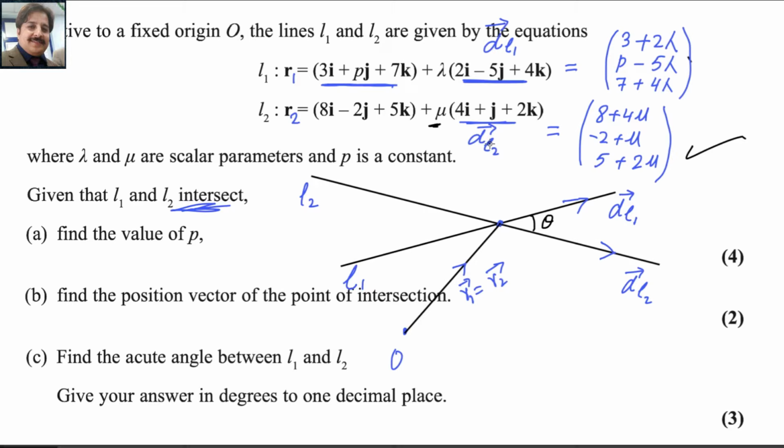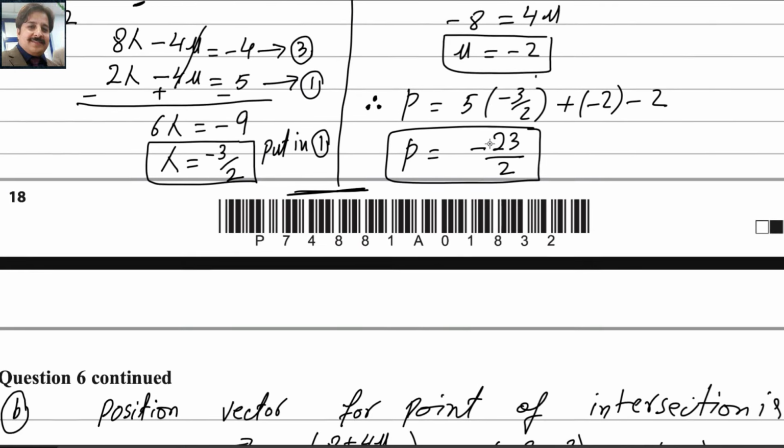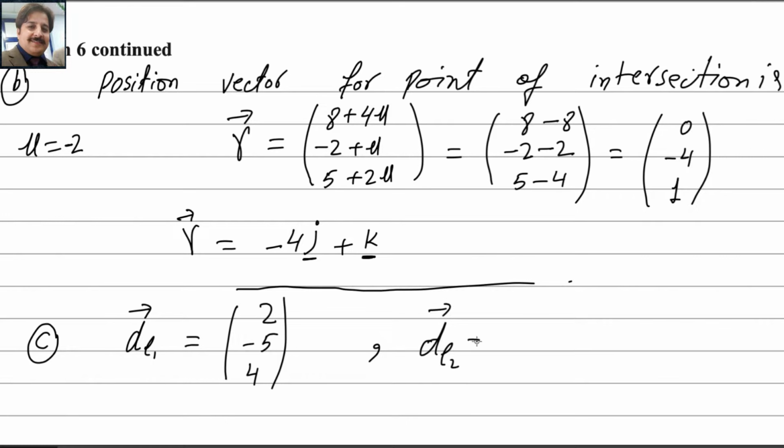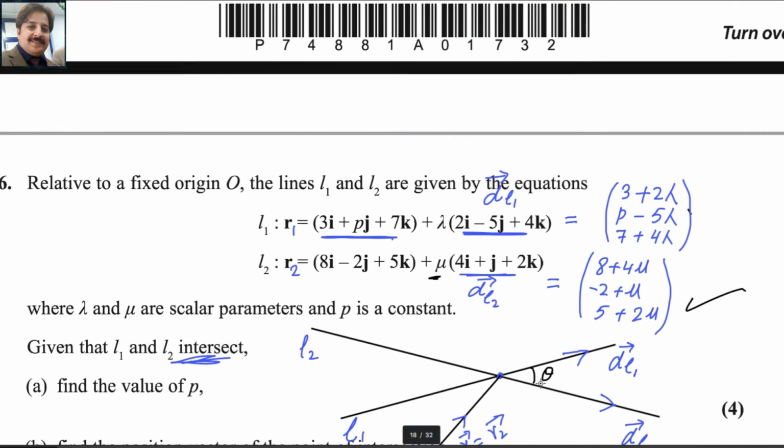Let me write these direction vectors here. Okay, so the first direction vector will be for the C part, DL1, the direction vector for line L1, that is 2, negative 5 and 4, and the direction vector for line L2 is, I'm writing in column vector form, that is 4, 1 and 2. Okay. Let me get back, then I will show you from where we can write the direction vector.